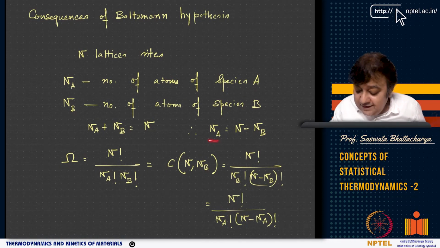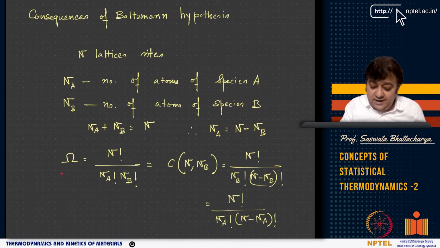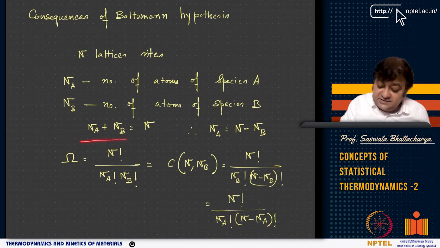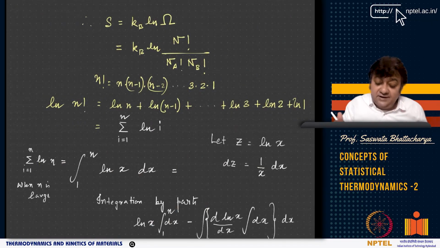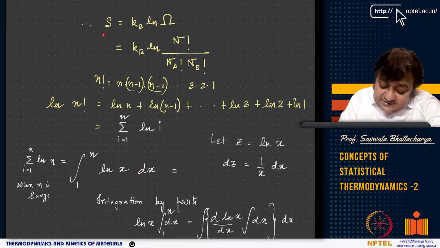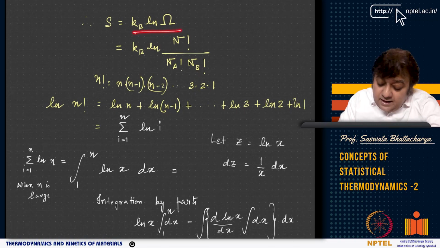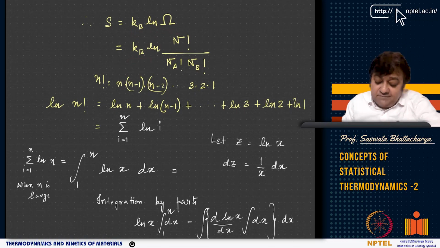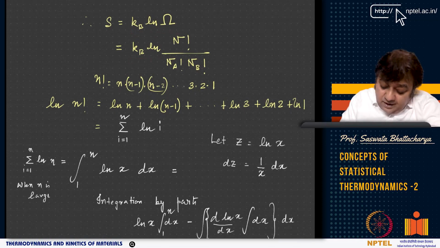Then one can write N_A equals N minus N_B. Now omega is N factorial by N_A factorial N_B factorial, which is nothing but the combination of N choose N_B, which is N factorial by N_B factorial into N minus N_B factorial. Or we can write it as N factorial by N_A factorial into N minus N_A factorial because of this constraint. Now once you have done that, you have S equal to k_B ln omega, which is k_B ln of N factorial by N_A factorial N_B factorial. And you know how to handle the N factorial.